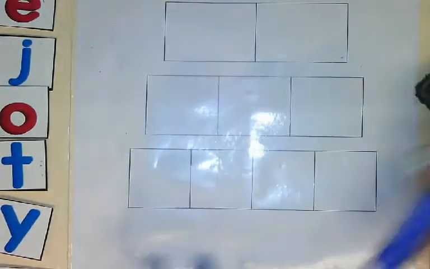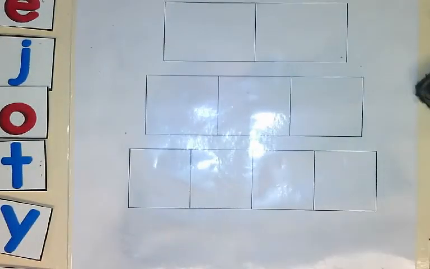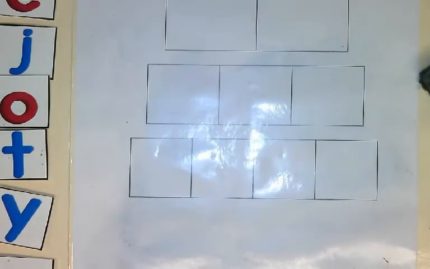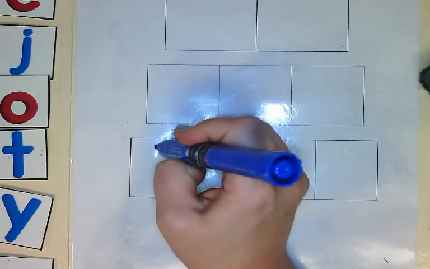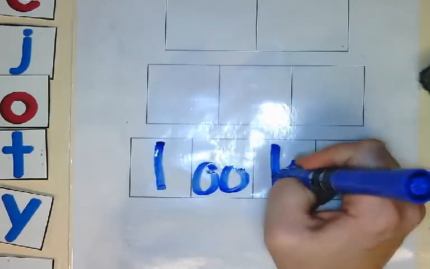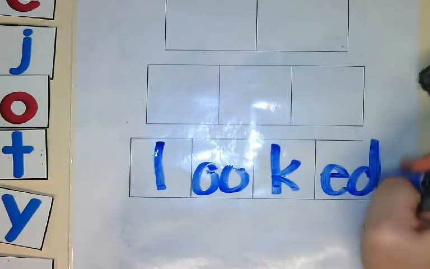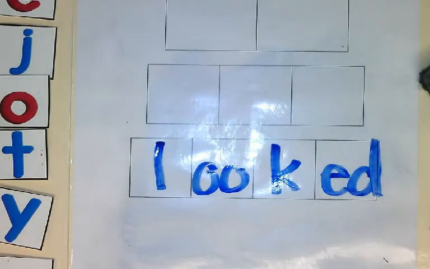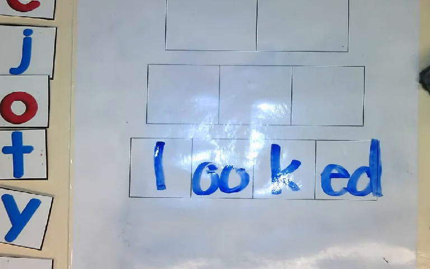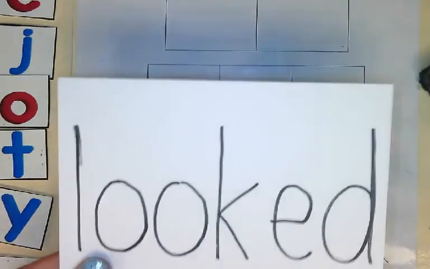Erase it. And the last thing I want you to do is to recall what the word looked looks like and write it again down here at the bottom in our four boxes. Looked. Did you get it? Very good. Read it. Looked. Good job, friends. All right, be on the lookout for our brand new word, looked.